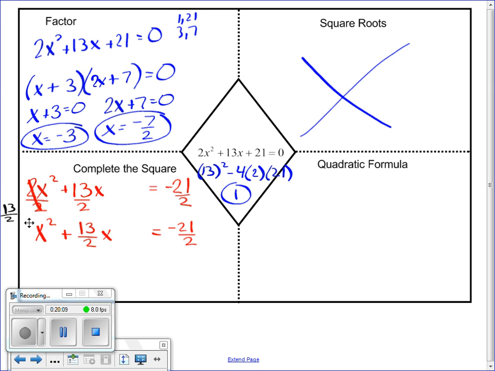13 over 2 divided by 2 would be 13 over 4. And then we square that. What's 13 squared? 13 times 13 is 169 over 16. Yeah, you multiplied by 2, so be careful. Plus 169 over 16. Oh, this problem gets better and better. But you're happy I let you use a calculator, right? You'd be in trouble if I didn't.